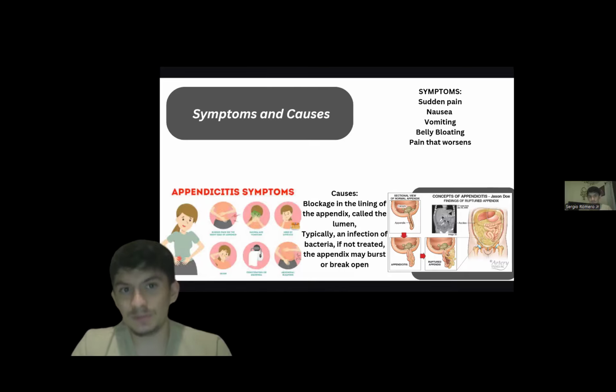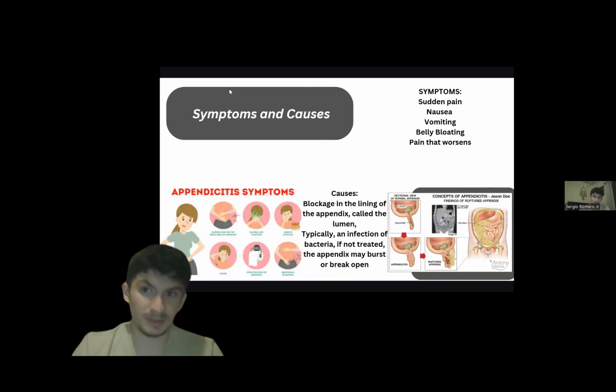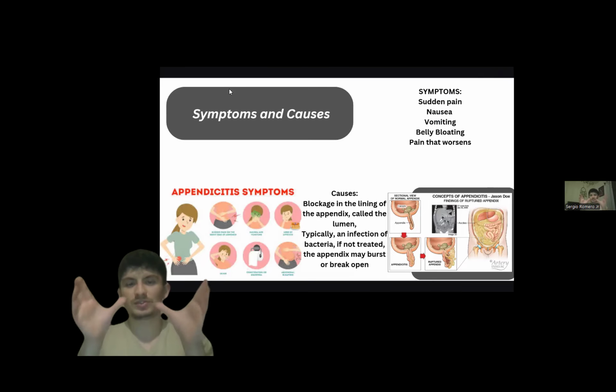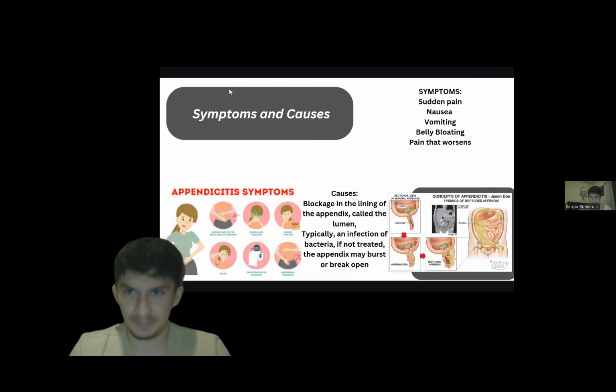Now, symptoms of appendicitis are sudden pain, a huge amount of pain. As someone who was diagnosed with appendicitis, it is a sudden, sharp pain in the appendix, or in the right. This is your body, this is your stomach, on the lower right part of your stomach. There's a lot of nausea, there's vomiting, your belly may be bloated, and pain worsens with any sort of physical activity you may do, such as coughing, walking, running, even breathing sometimes can cause an immense amount of pain.